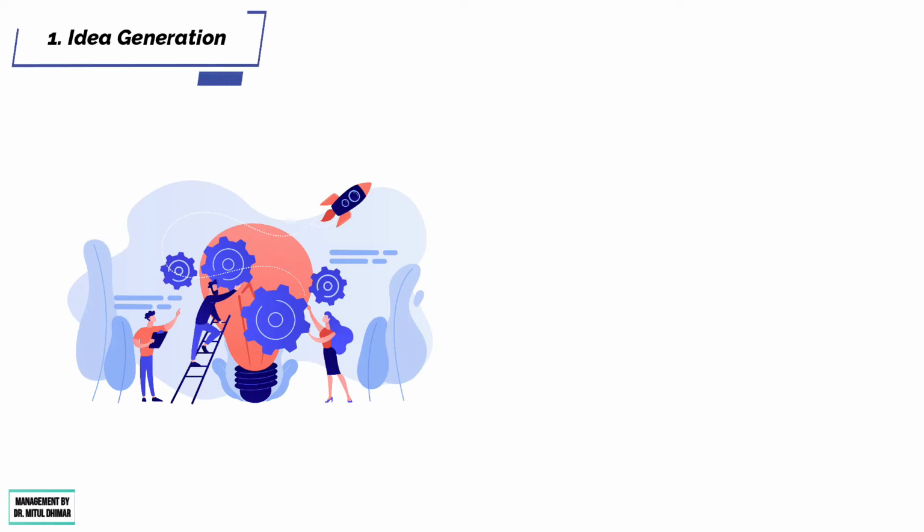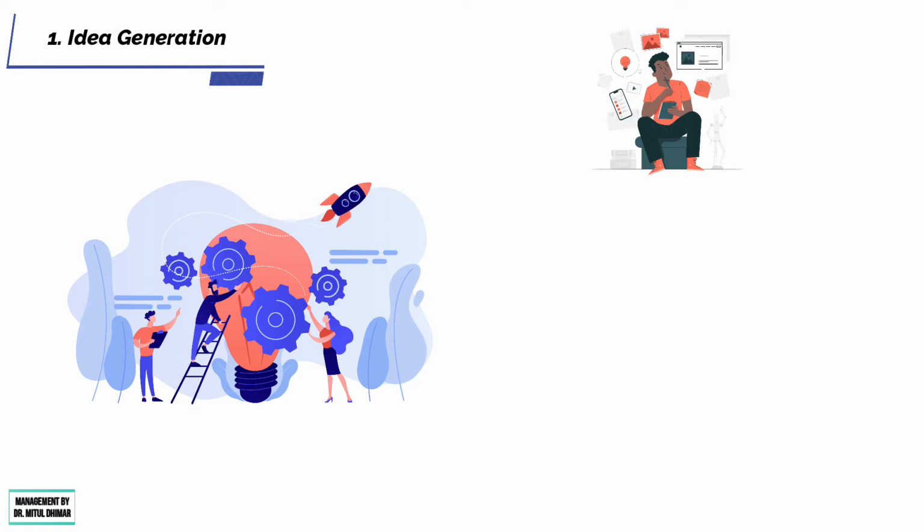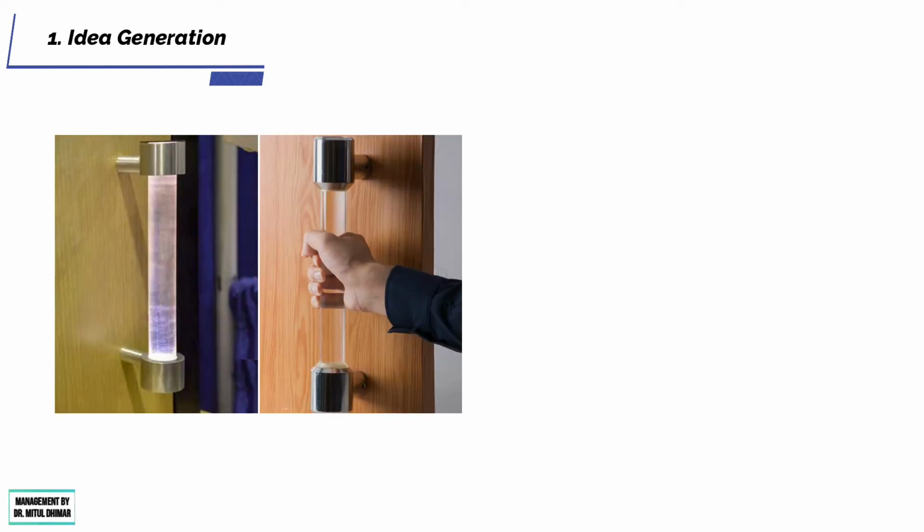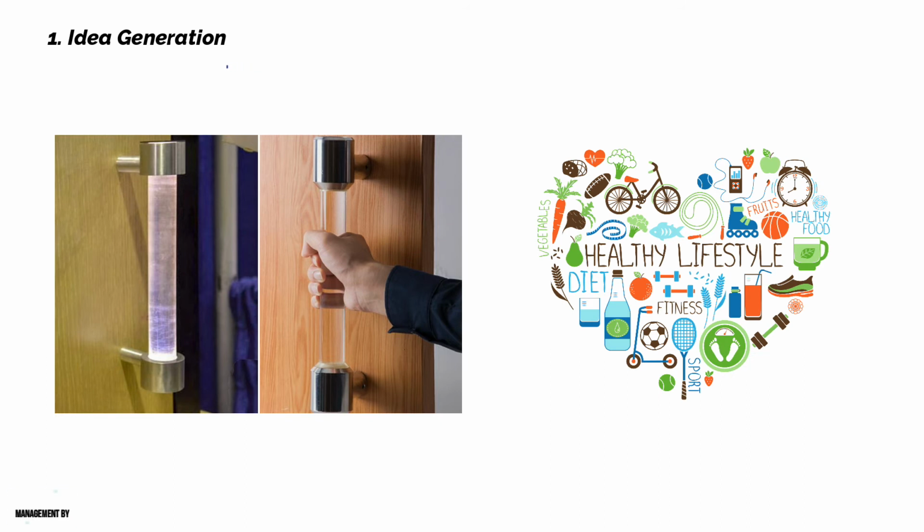Step number 1, idea generation. The new product development process starts with idea generation. Idea generation refers to the systematic search for new product ideas. Typically, a company generates hundreds of ideas, maybe even thousands, to find a handful of good ones in the end. You should aim to come up with an idea that is unique from your competitors and can be used profitably. For example, self-sanitizing door handles can be a product that you look at. It is unique and would be in high demand because of the current shift toward a healthy lifestyle.